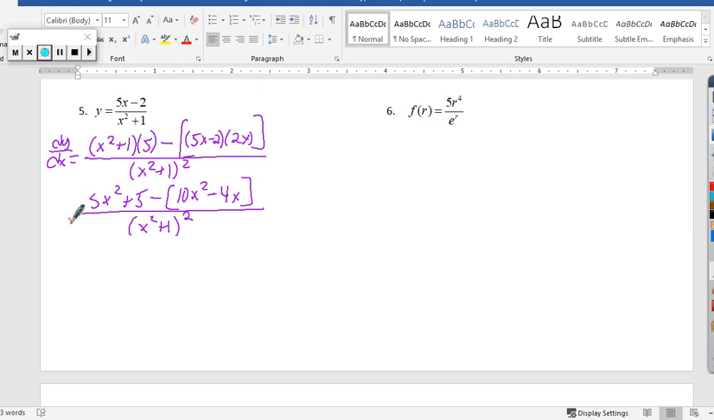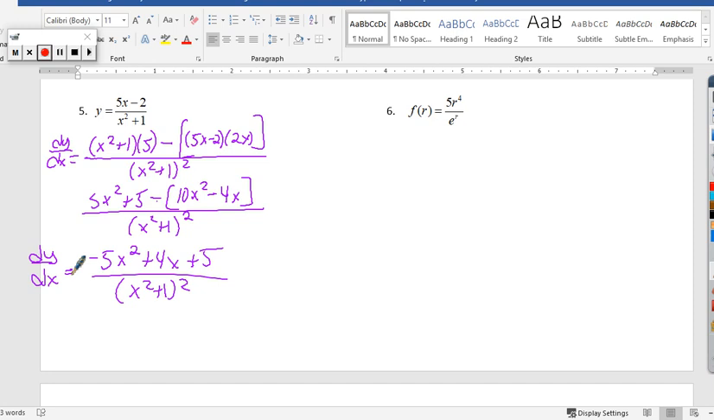So distributing and combining up like terms here, what I'm going to get, let's see, 5x minus 10x squared is going to get me minus 5x squared. A negative times a negative is going to be plus 4x plus 5 all over x squared plus 1 squared. I don't see where I can simplify that any further, so that is going to be our derivative.